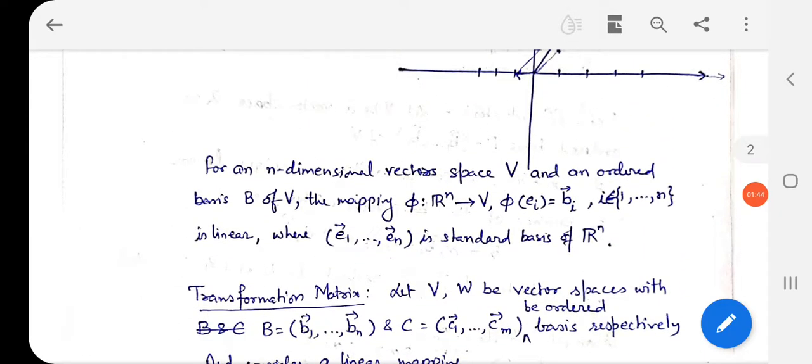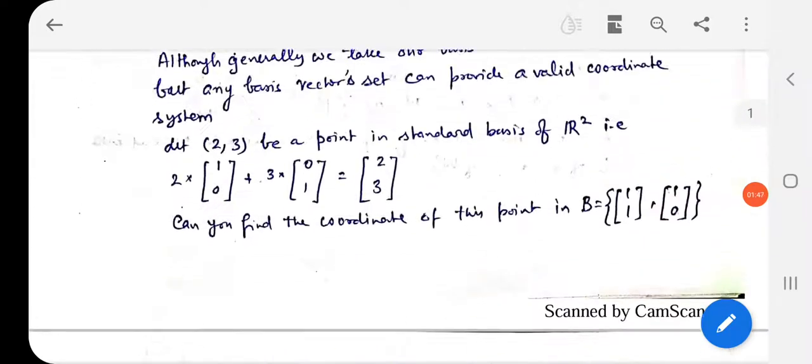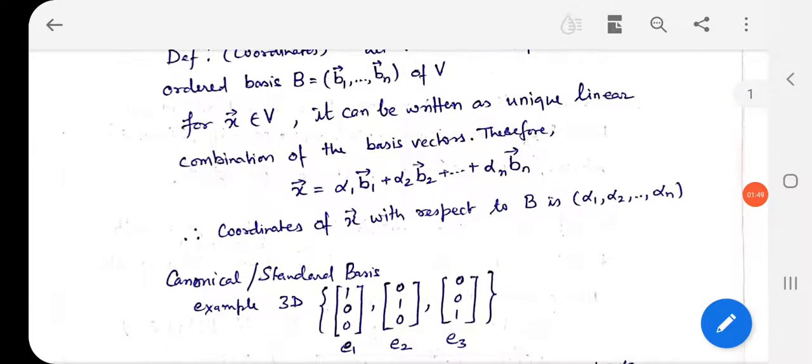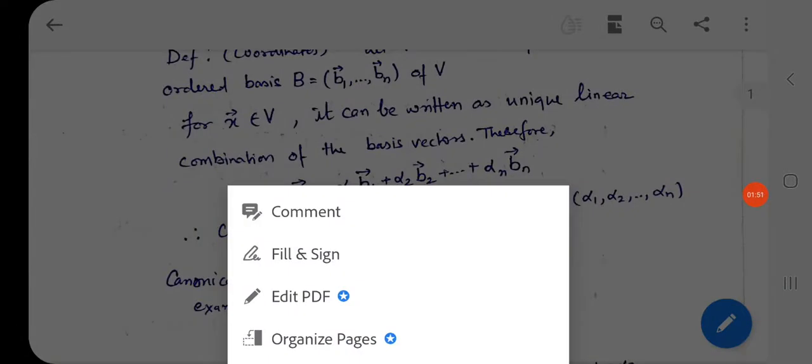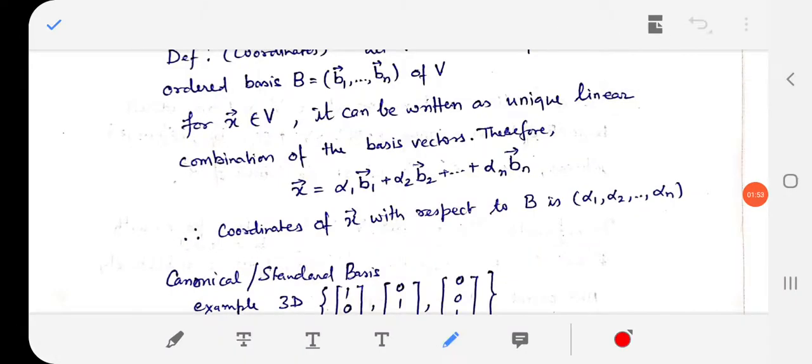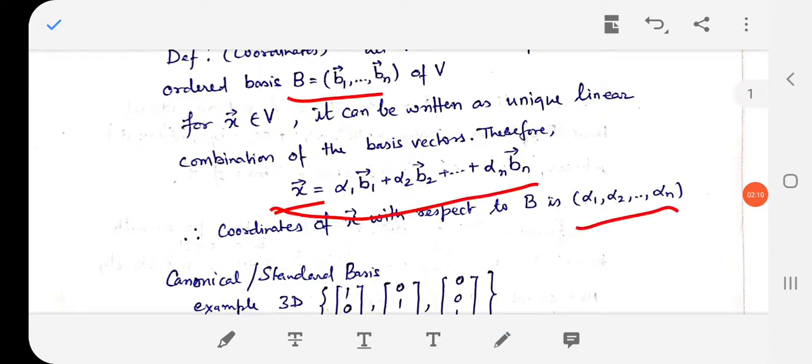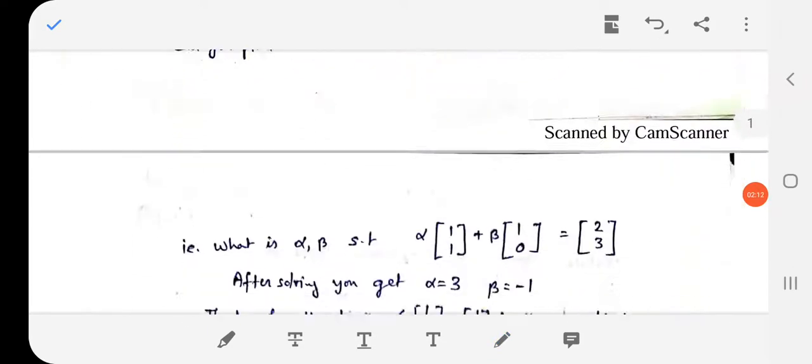You can see here, the definition says something like this: if you can write the vector x like this with respect to basis B, then the coordinate of x is equal to this one. So that is the definition. Now we are going to move on to see this transformation matrix.